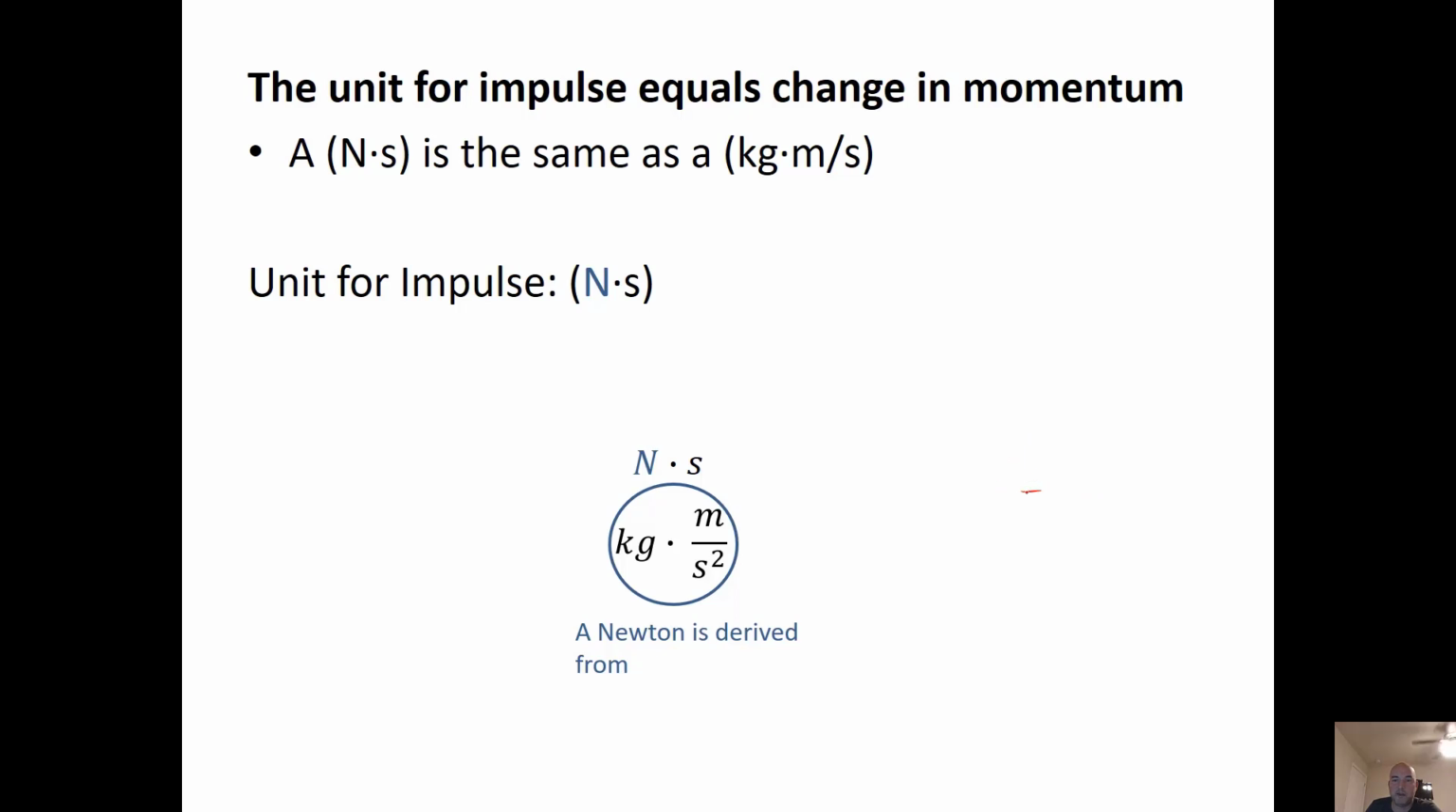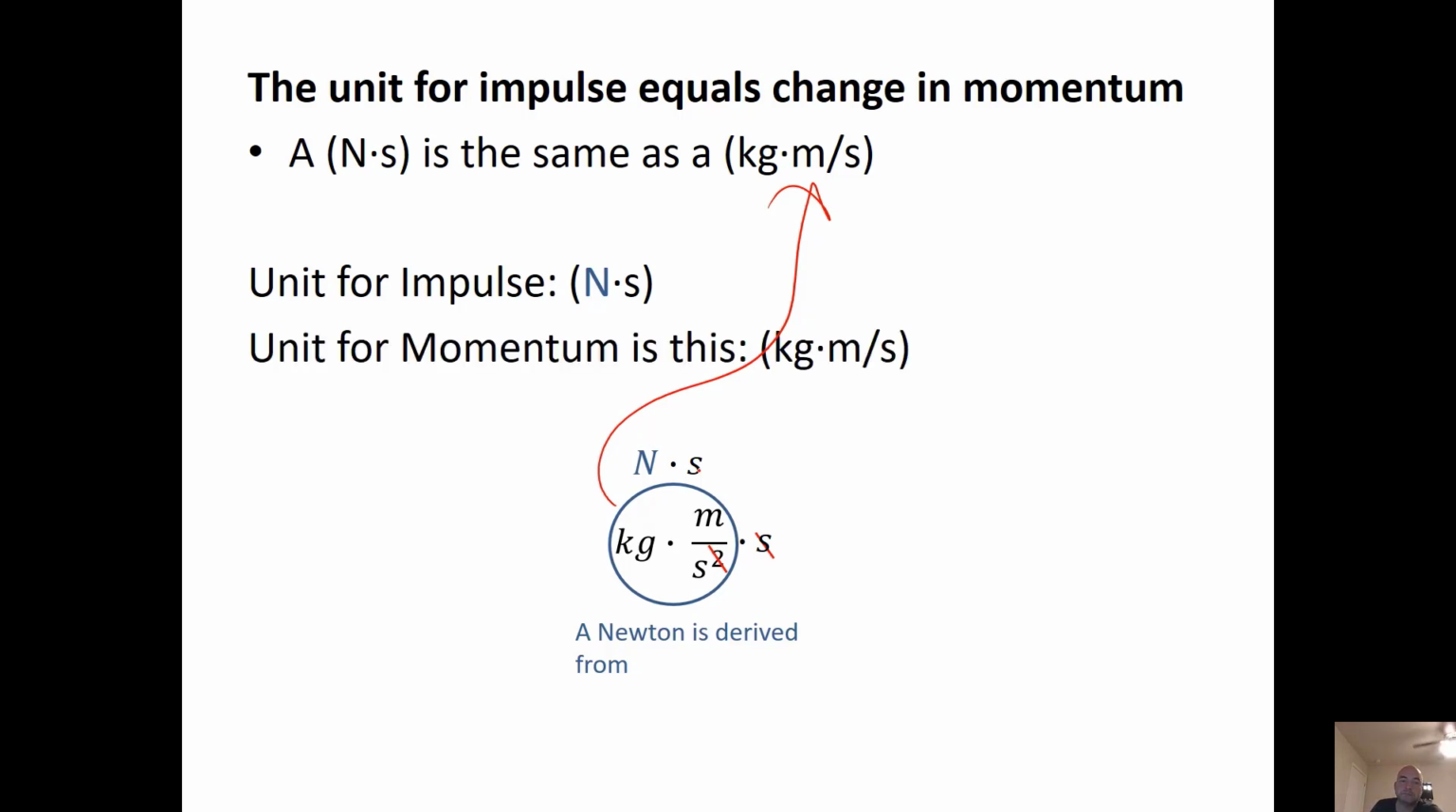Then we multiply that by seconds, and that's the same thing. When we take that, we can divide out one of those seconds, and we get kilograms times meters per second, which is exactly what the unit for momentum was. So it's exactly the same thing. The common thing to do is, if you're solving for momentum, you give an answer in kilograms times meters per second. If you're solving for impulse, you give an answer in newton-seconds. But they mean the same thing, so either of them would truly be correct.